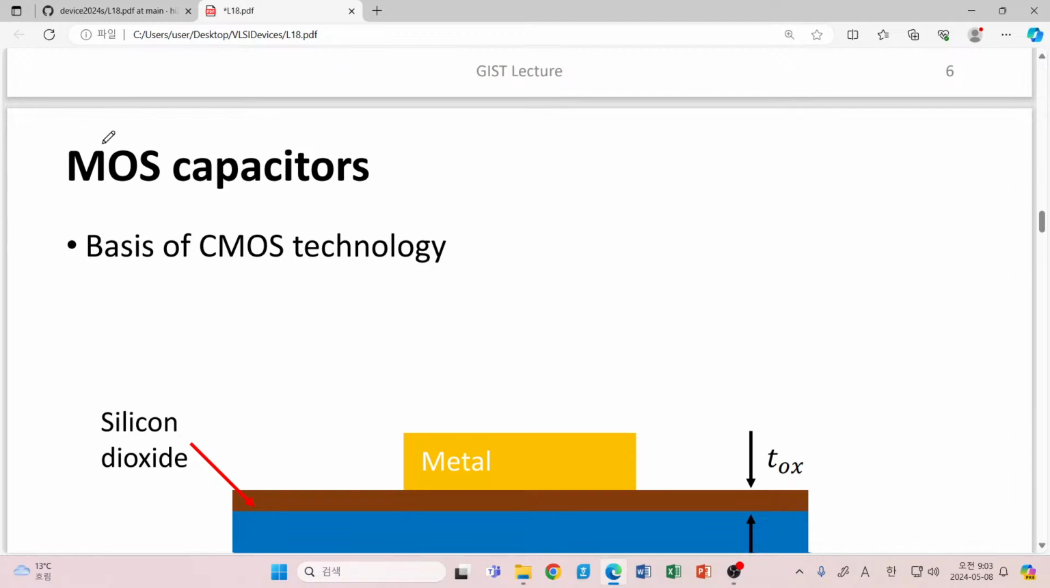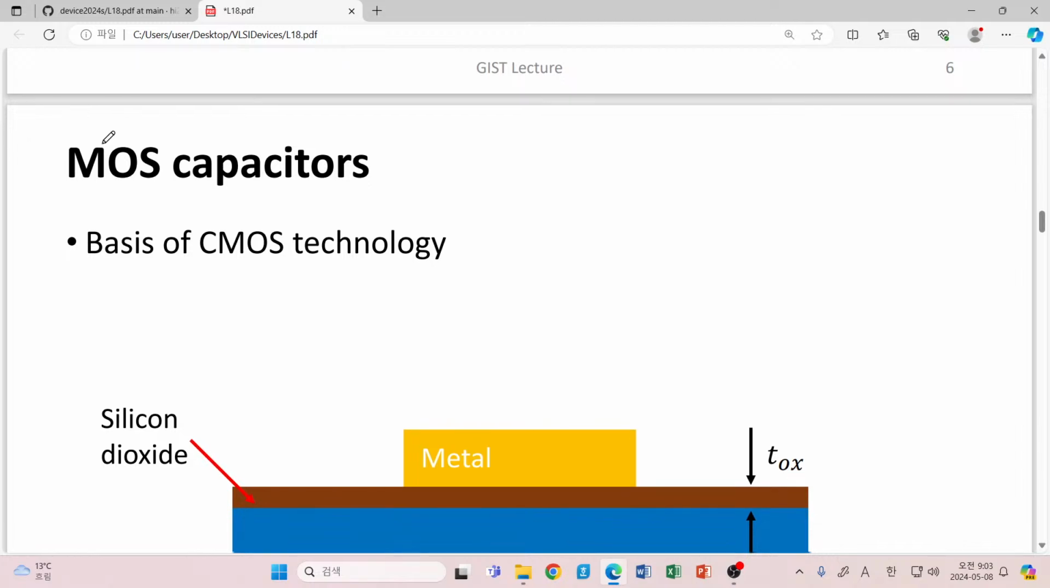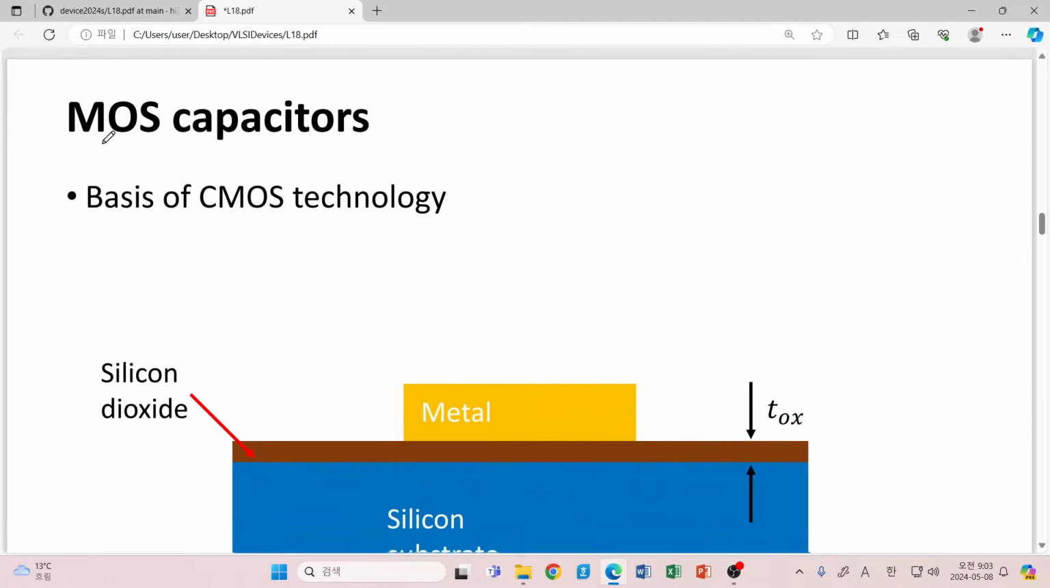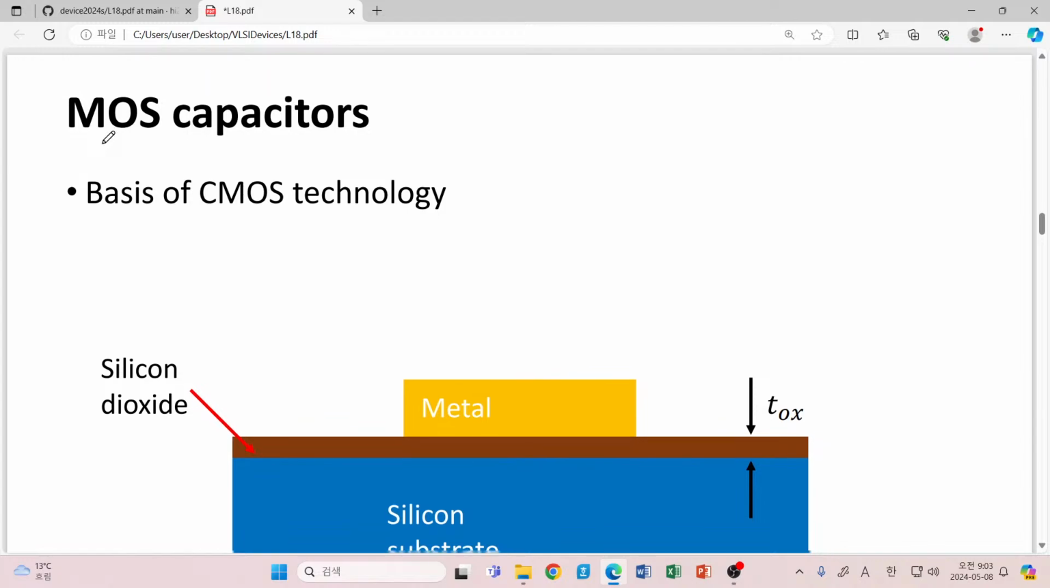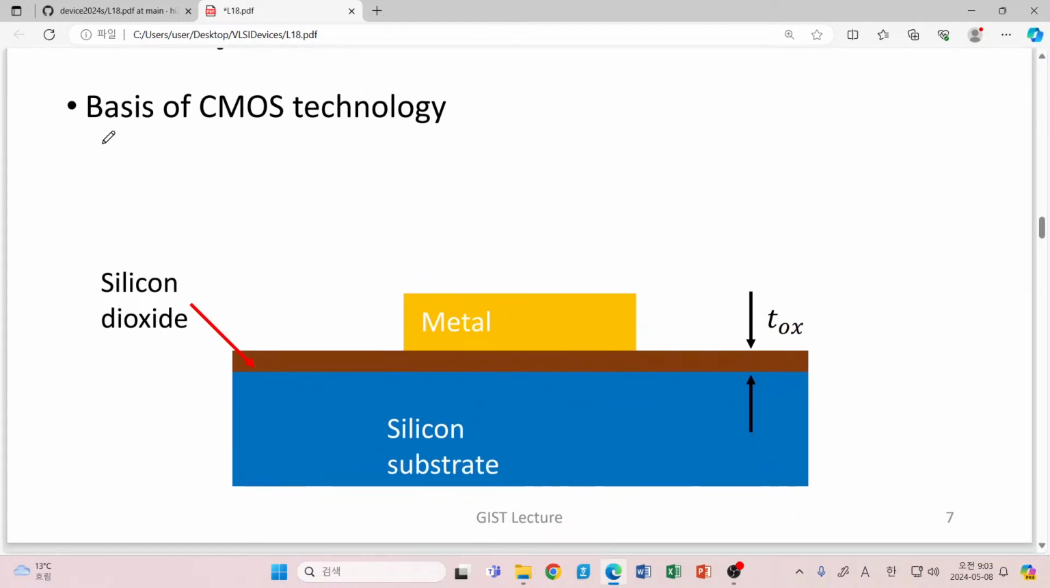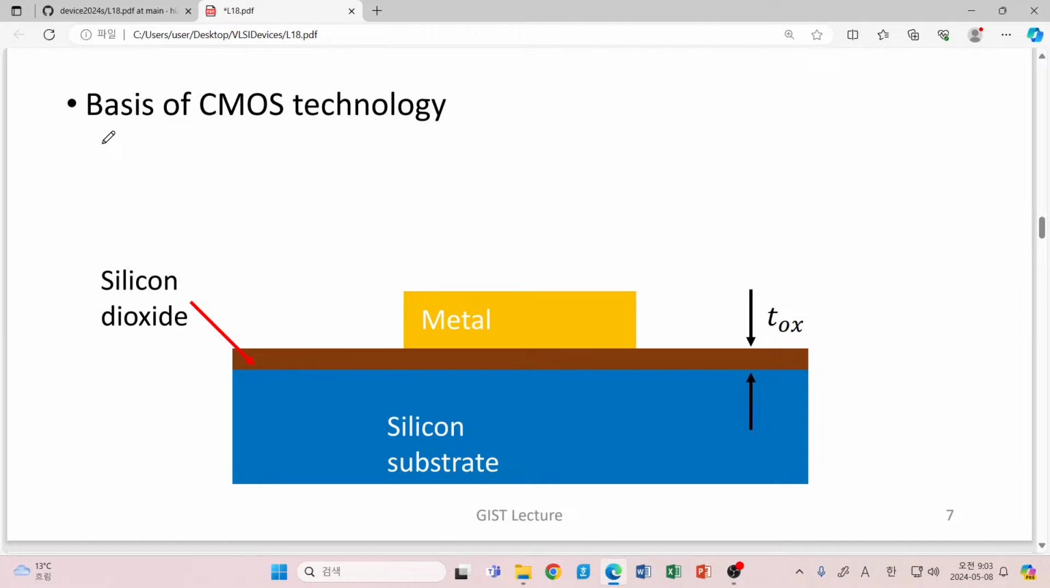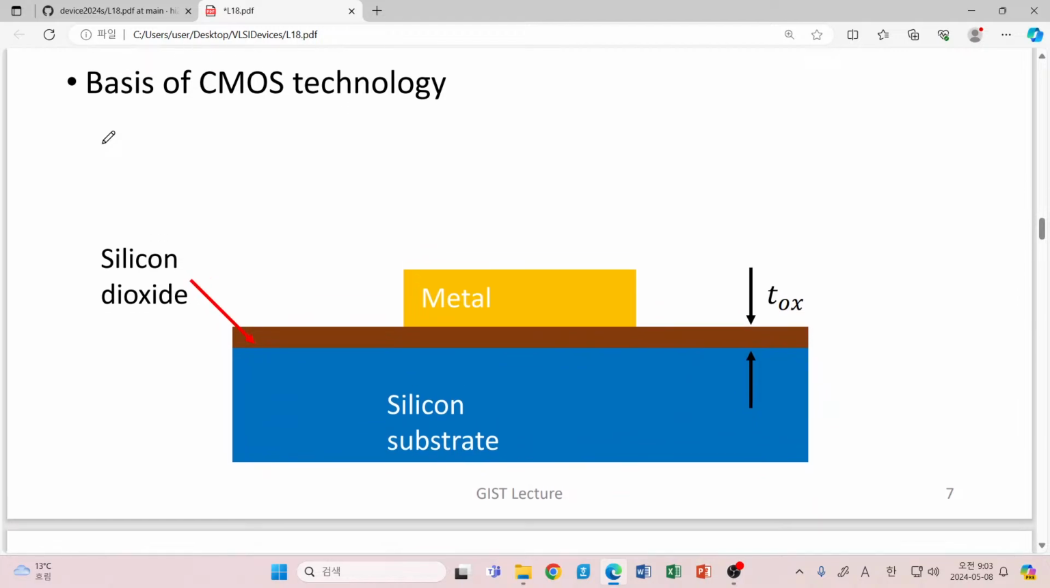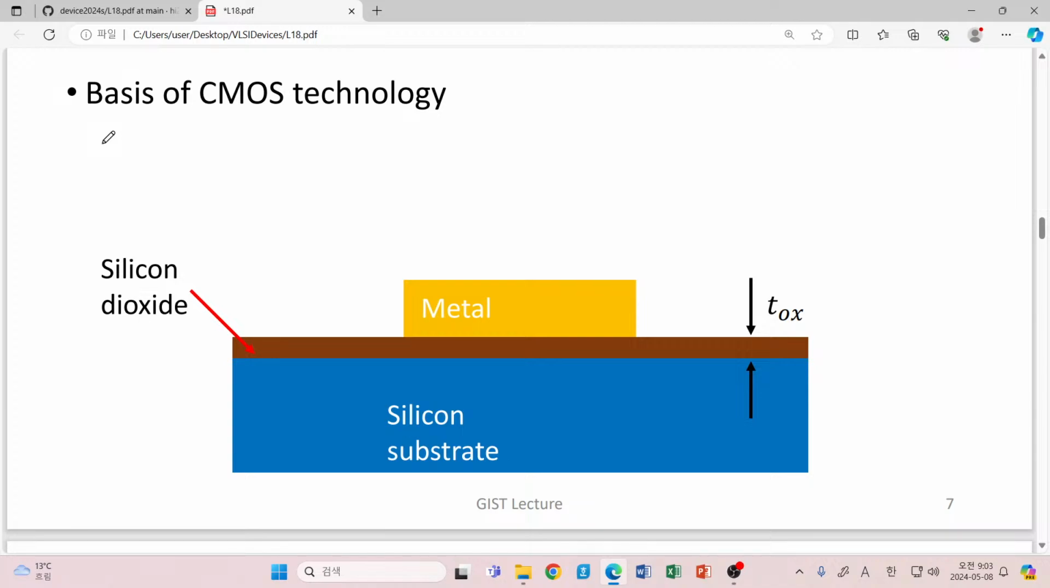Okay, so this is MOS capacitors. I think that all of you have already been exposed to this structure, so I will not repeat the very basics. I will just keep you reminded about important features. Okay, here we have a MOS structure. The name MOS originated from this metal gate.